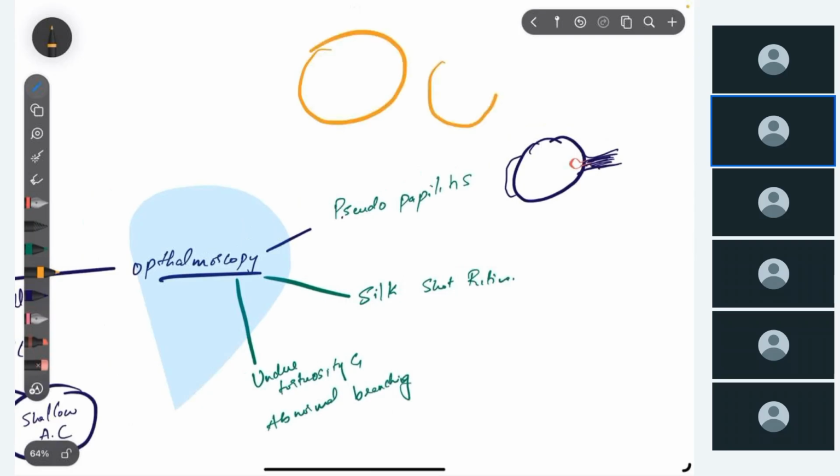The nerve fibers from the retina form a bundle and go out. This is called as optic disc. Now, this optic disc is large in comparison to the fundus. So this will appear as bulging. So you will see in ophthalmoscopy pseudopapillitis.